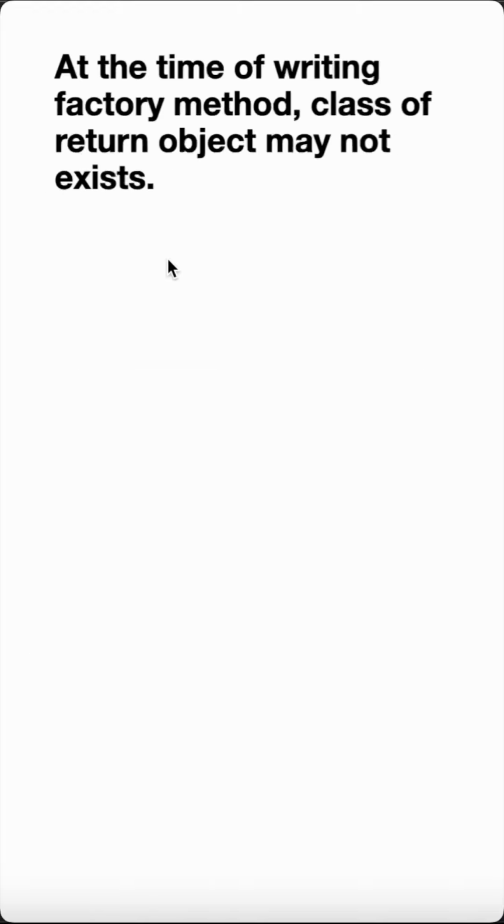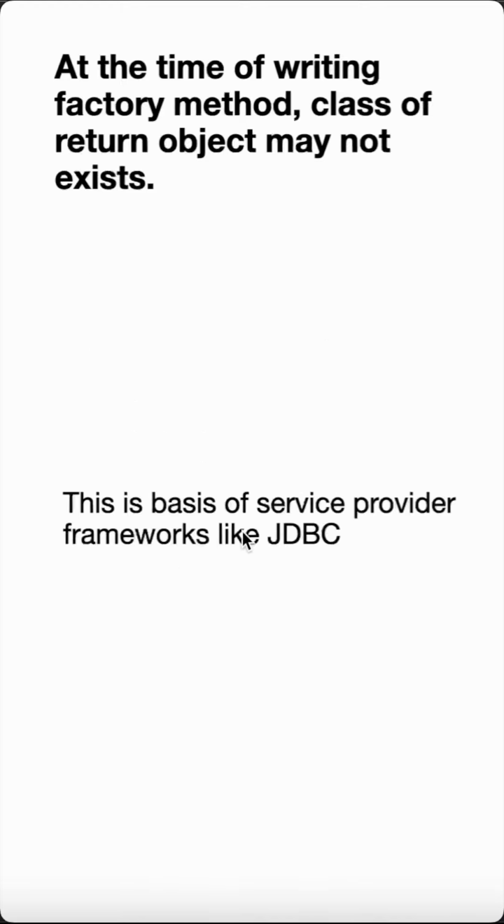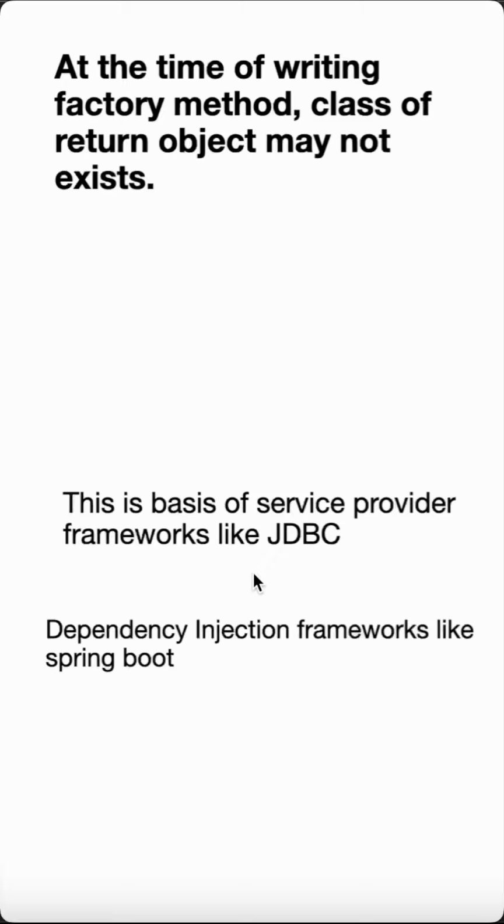At the time of writing the factory method, the class of the returned object may not exist. Factory methods depend on abstraction. Implementation can be added later, loaded at runtime, or supplied by third-party libraries. This enables plug-and-play architectures. This is the basis of service provider frameworks like JDBC and dependency injection frameworks like Spring Boot.